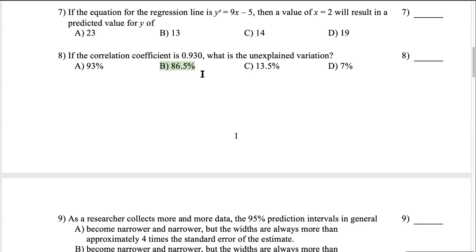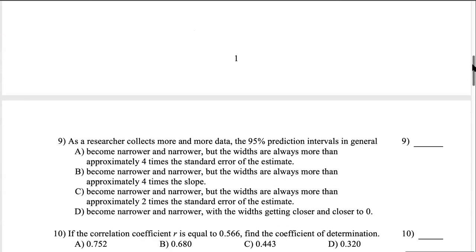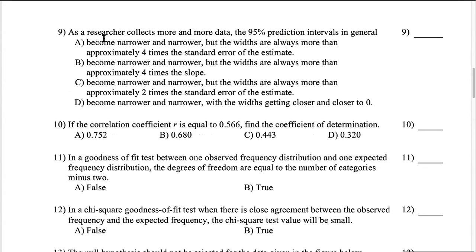Why? Because that's the one we say is explained, the number of data points explained by that line, or you can say the data points that are aligned on this line. But they are asking for unexplained, everybody. It's 1 minus that number, which is 13.5, that's the answer. Easy peasy. Now, number 9, as a researcher collects more and more data, 95% prediction intervals in general.